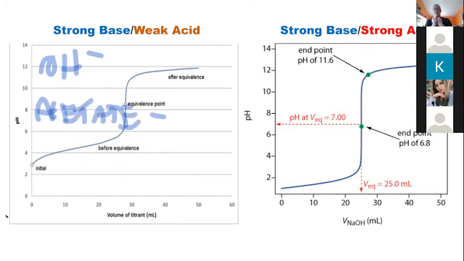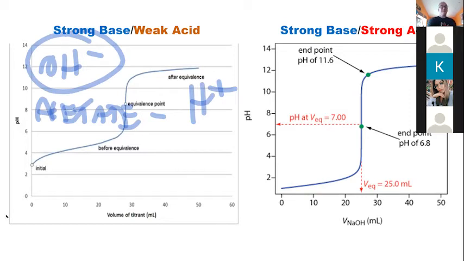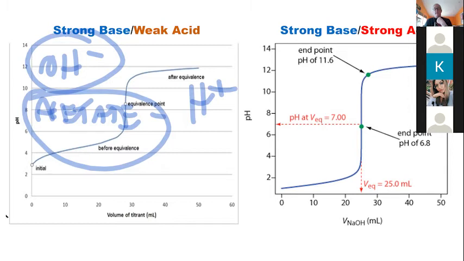They're both pulling protons out of the solution. It just happens that hydroxide is a much stronger base than acetate, and so it will basically pull the proton away from it. But they're both sort of battling for it, and so the pH changes much more slowly and much more gradually. When I have a strong base and a strong acid, all of the H plus and all the OH minus are in solution already. And so when they equal each other, I get this instant change. This is called buffering.